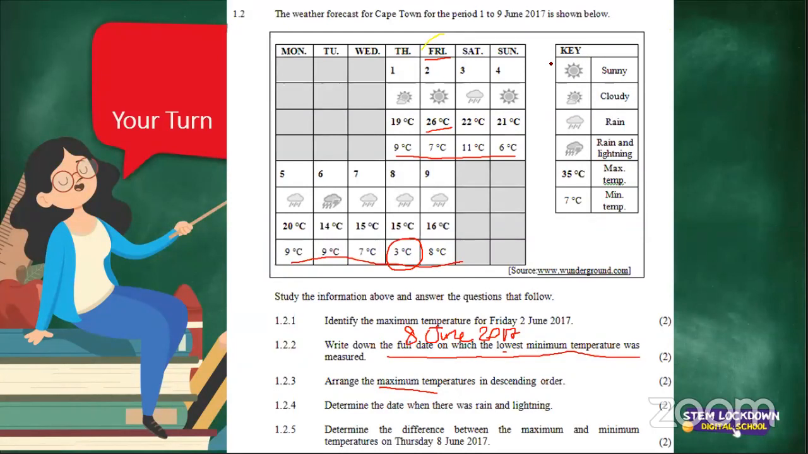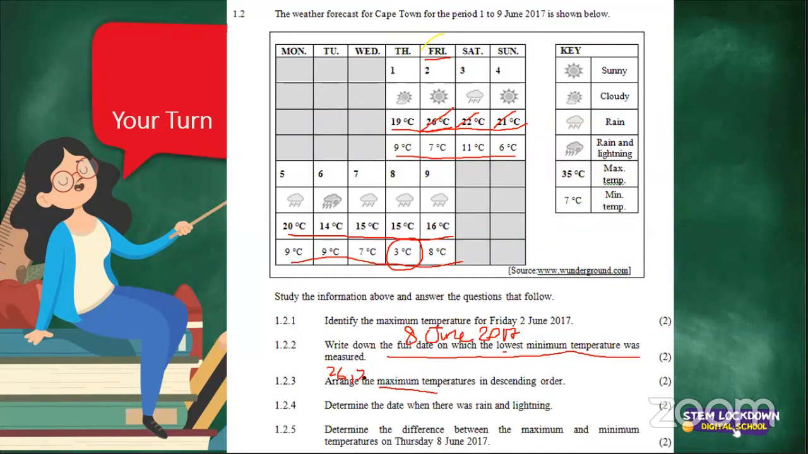Okay, we're looking at maximum temperatures, right? We're looking at these temperatures here, the maximum, and we're arranging them from biggest to smallest. So the biggest one in this case for maximum, I can see it is 26. So using a pencil, I'll cancel 26, and then I'll write 26 here. After 26, I can see there's a 22, there's a 21, so it must be 22, then 21.